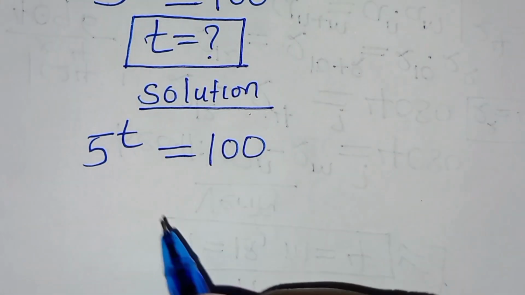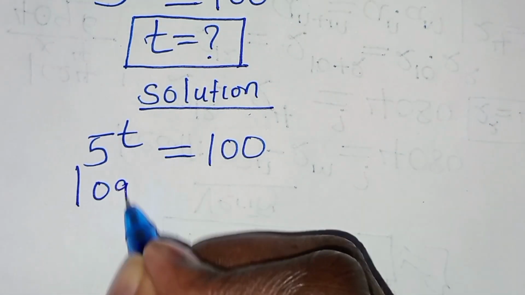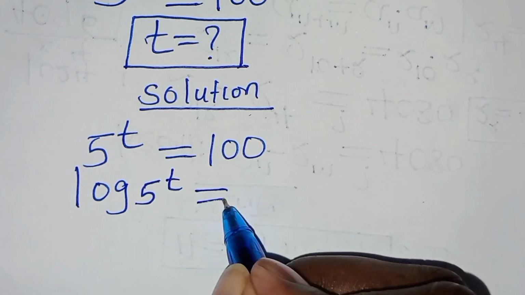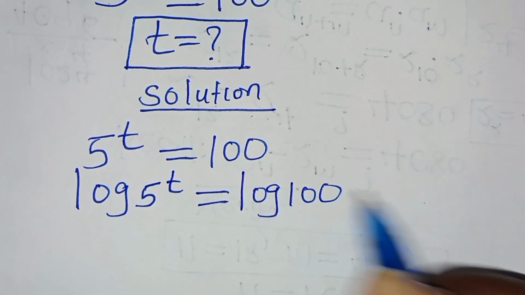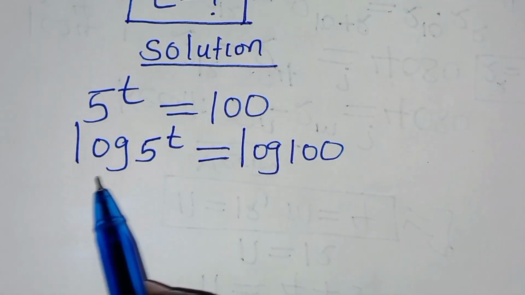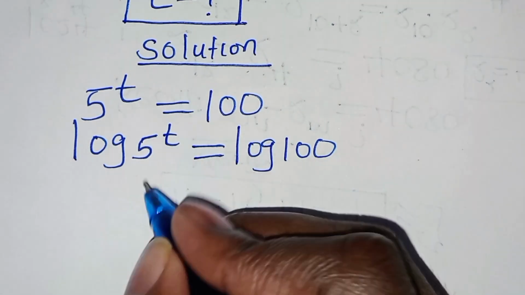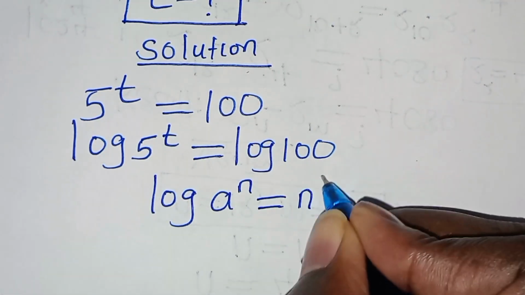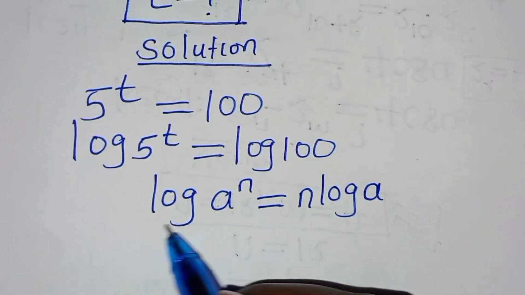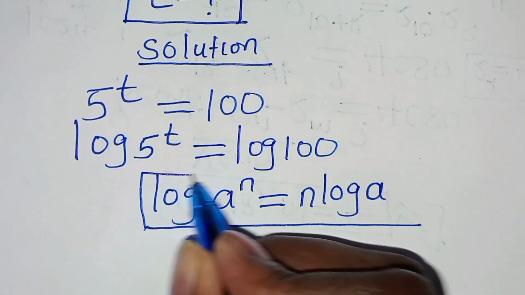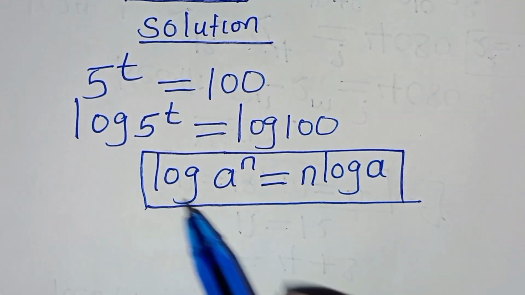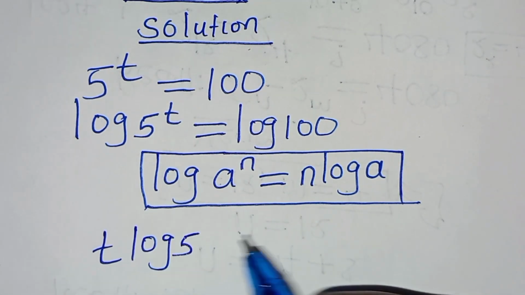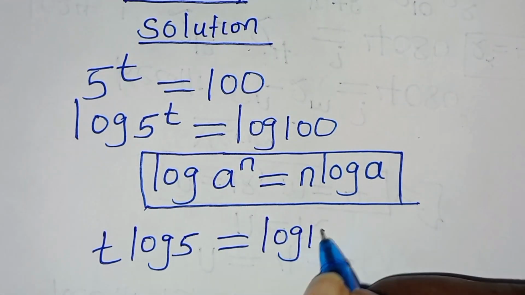To solve for t here, we introduce logarithm on both sides, so that now we have log 5 to the power of t equal to log 100. The next step from here, log 5 to the power of t is in the form of log a to the power of n, which we can express as n log a. Applying this power rule property of logarithm, log 5 to the power of t becomes t log 5, equal to log 100.